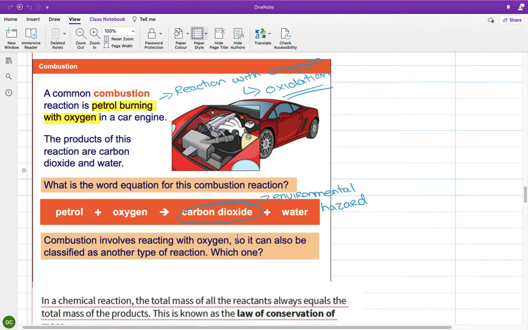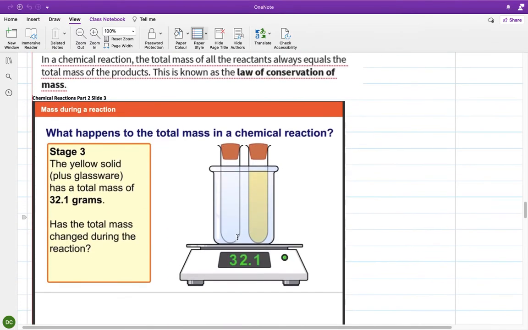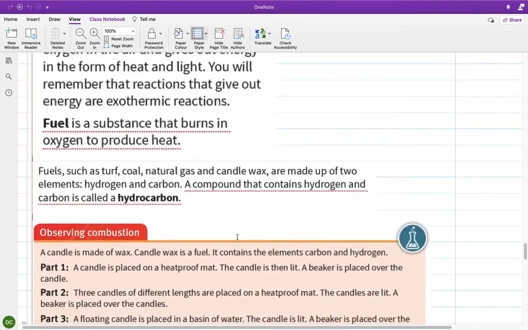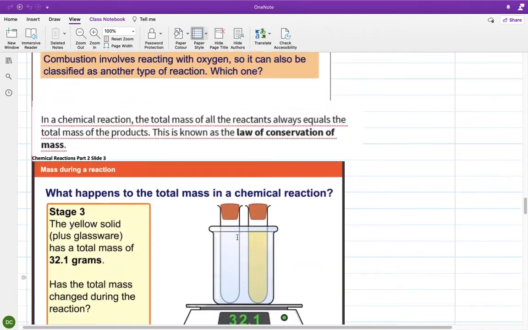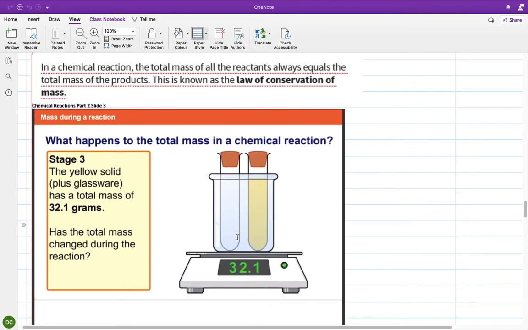It says combustion involves reacting with oxygen, so it can also be classified as another type of reaction. Which one? I've already addressed that. I just want to briefly talk about combustion reactions a bit more, but anyway, I just want to show you this.